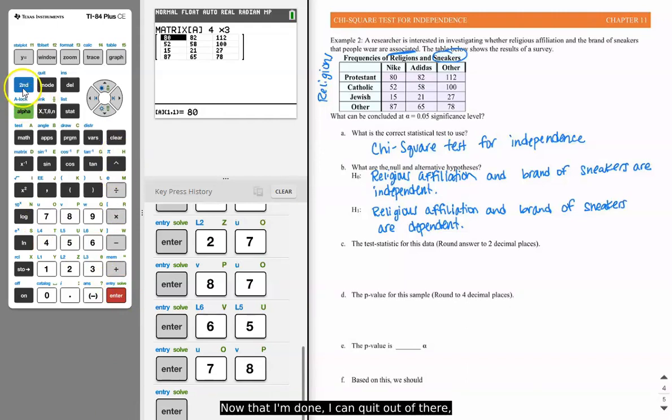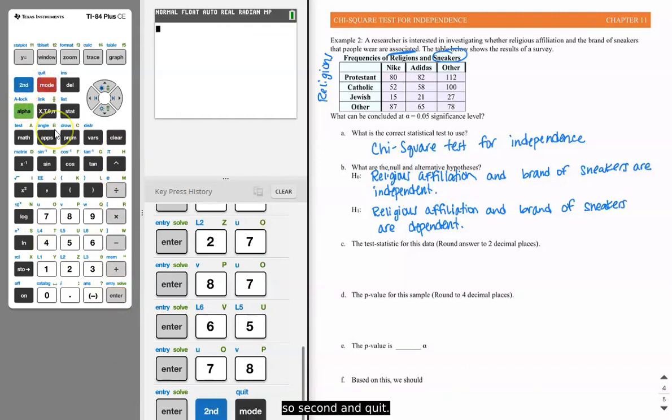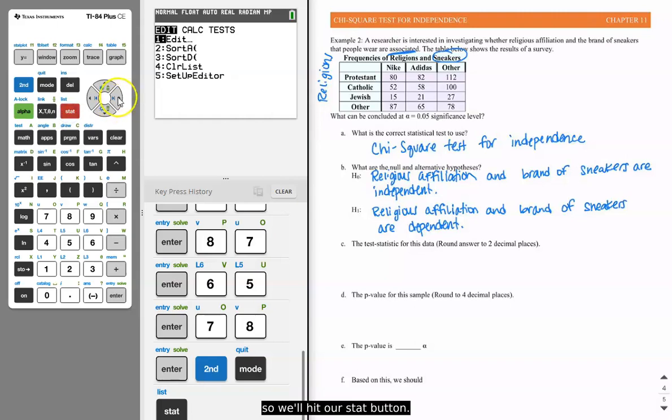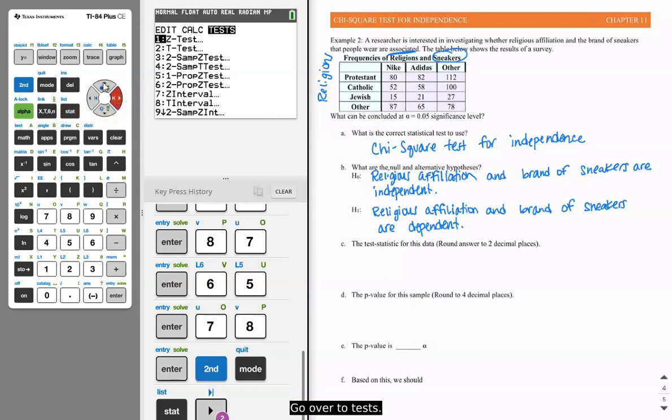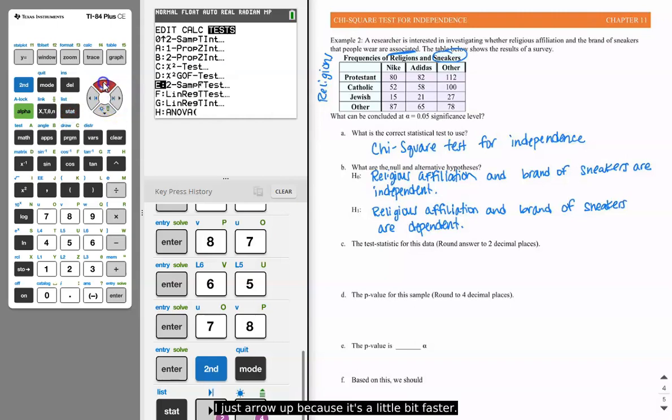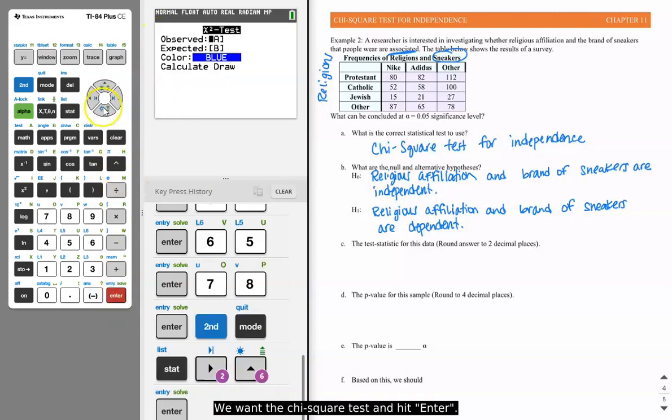So now that I'm done, I can quit out of there. So second and quit. Now this one's not asking for expected values. So the calculator will calculate them behind the scenes, but we don't need to go back and look at them. So we want that test statistic, so we'll hit our stat button, go over to test, and I just arrow up because it's a little bit faster. So we want the chi-square test and hit enter. The default should be A and B, so we'll calculate that.